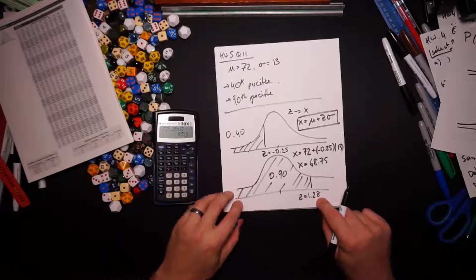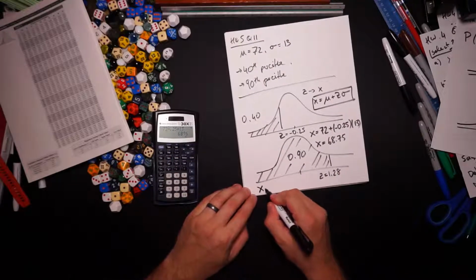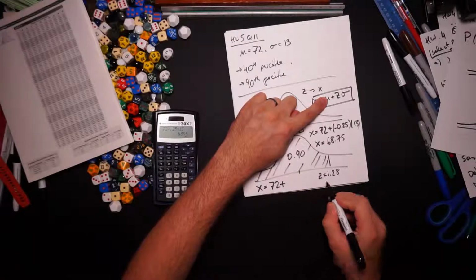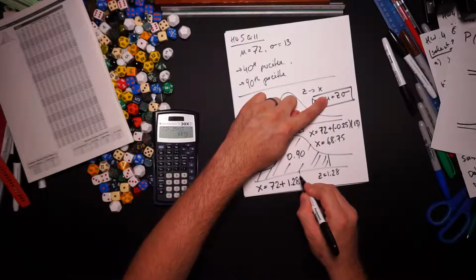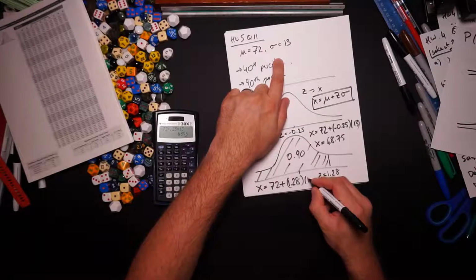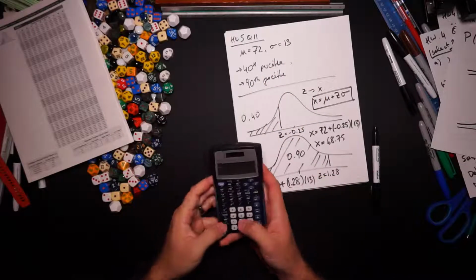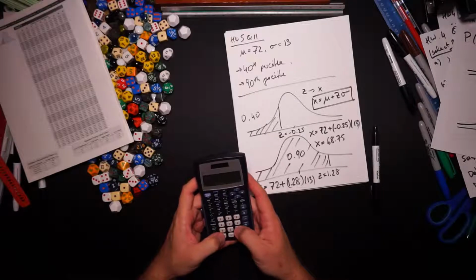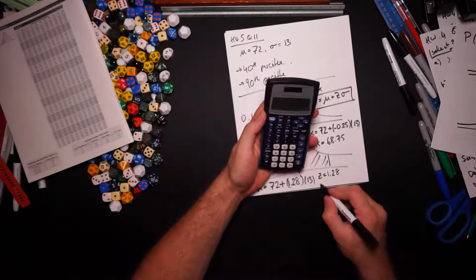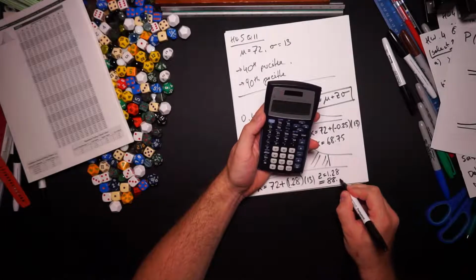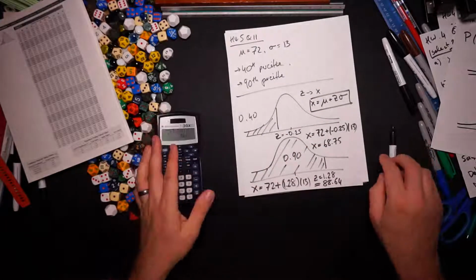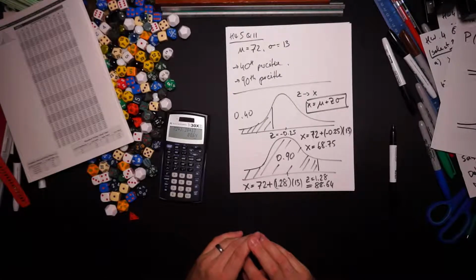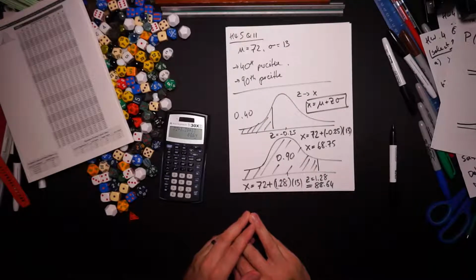What about the 90th percentile? Well, same thing. x equals mu, 72, plus 1.28 times 13. So 72 plus 1.28 times 13, and I get 88.64. And that's how you find the cutoff score for a percentile.